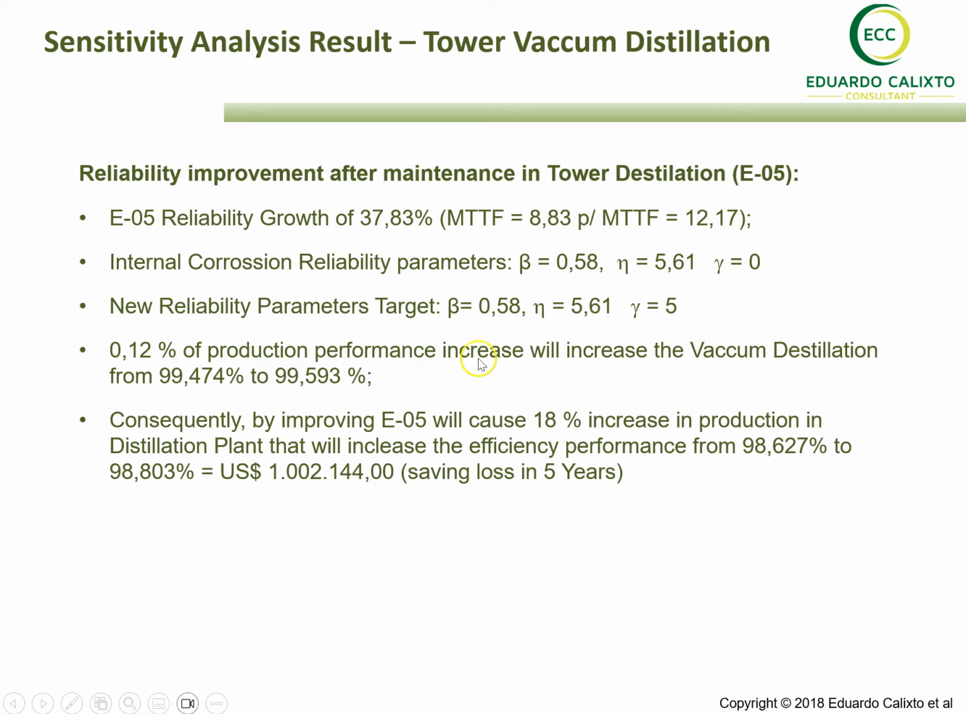So we improve 0.12 production performance in vacuum distillation. It's only in the vacuum distillation tower that the production efficiency will increase from 94.474 to 95.993. And then of course the impact on the distillation plant will be 18%. Then we go from 98.776 to 98.803, and the loss that we are saving here is around 1 million.